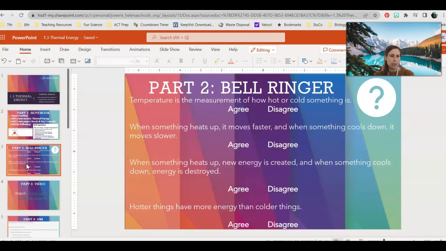Okay, moving on to your bell ringer for today. There's 4 statements you guys are going to read through, and then you guys will circle with your draw tool whether you agree or disagree. Okay, first statement: temperature is a measure of how hot or cold something is. So do you agree or disagree? When something heats up, it moves faster, and when something cools down, it moves slower. Agree or disagree? When something heats up, new energy is created, and when something cools down, energy is destroyed. Agree or disagree? And then hotter objects have more energy than colder objects. Agree or disagree? Okay, take a second, pause this video if you guys need, go back, do your part 1 notebook, and then do your bell ringer, and when you're ready, we'll move on to the next part.